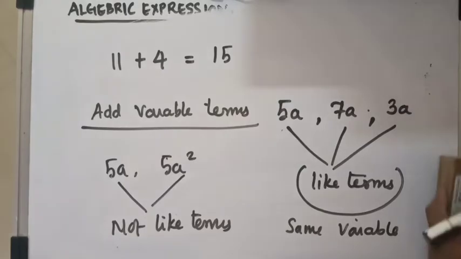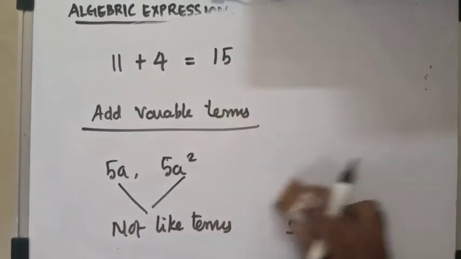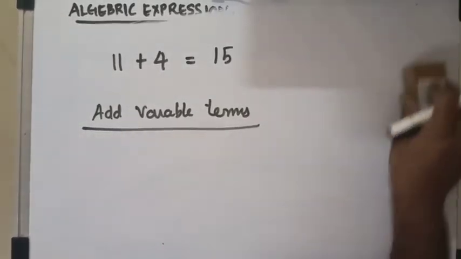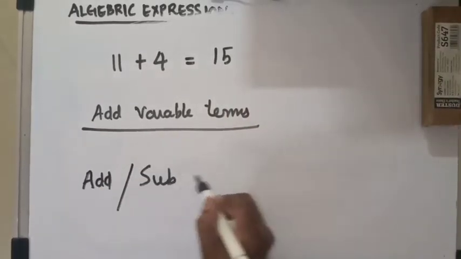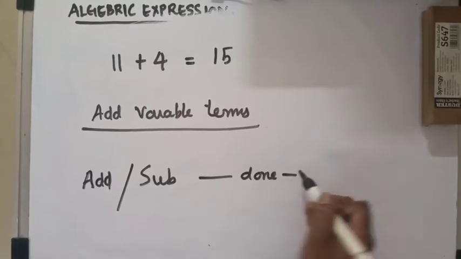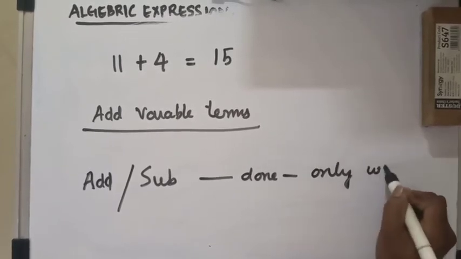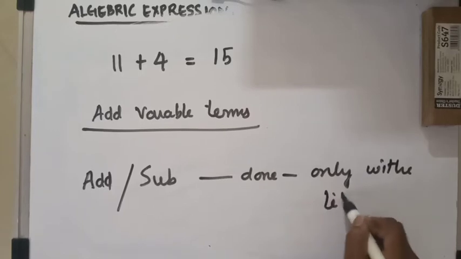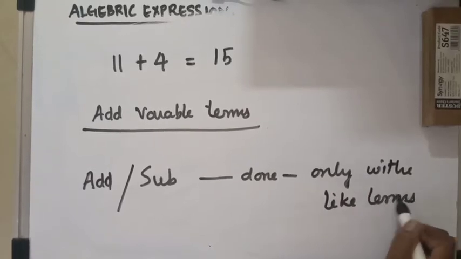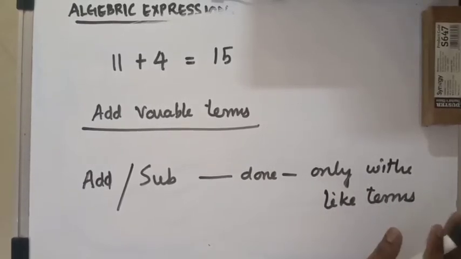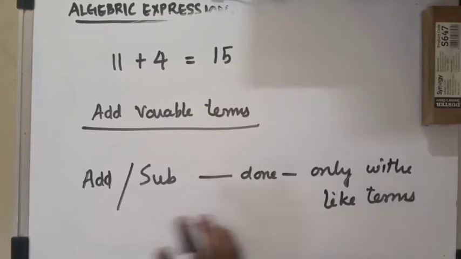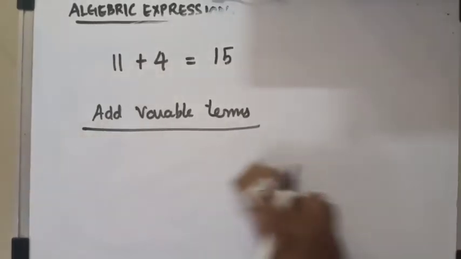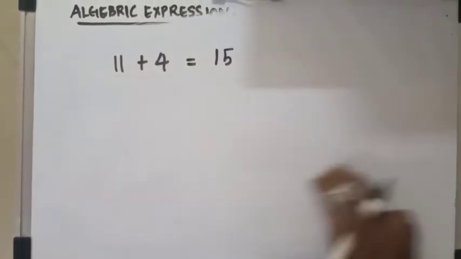What can be added? Only like terms can be added. So always remember, addition or subtraction is done only with like terms. You need to remember this. You cannot add if they are unlike terms. You always have to remember this. You cannot add unlike terms. So now we'll be seeing addition of variables. Okay, adding variable terms.